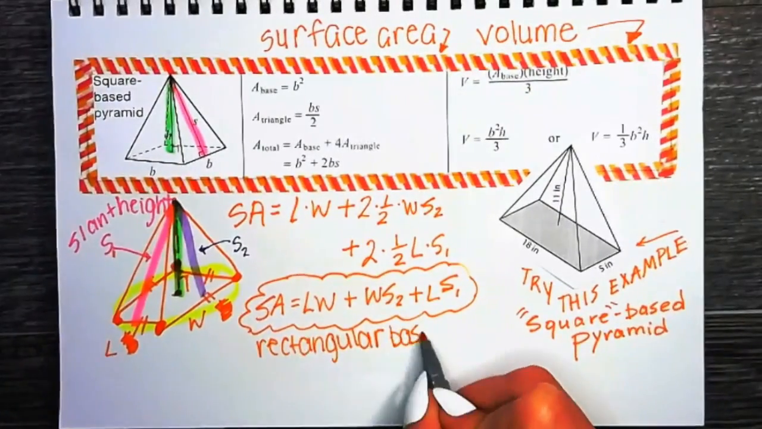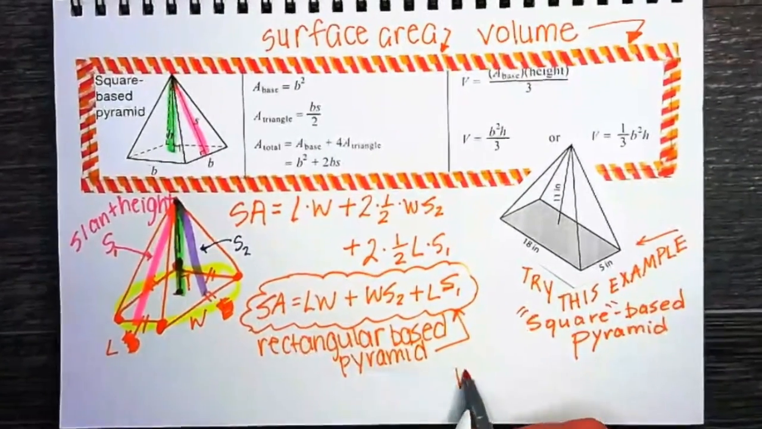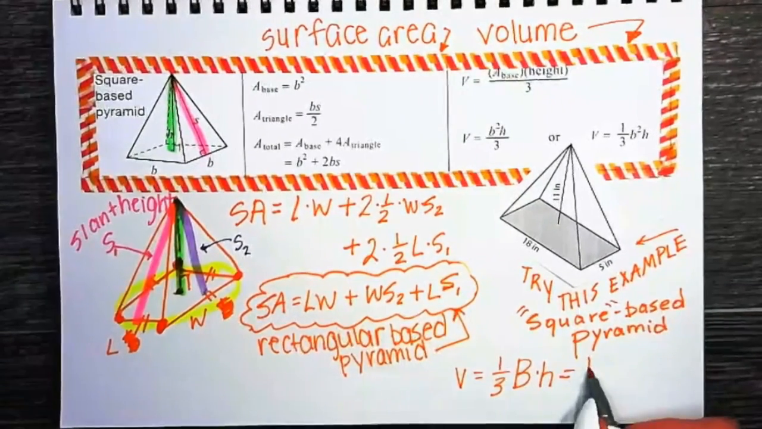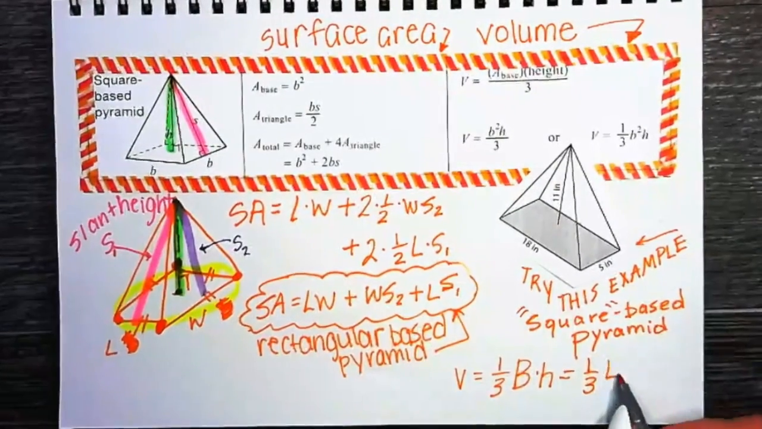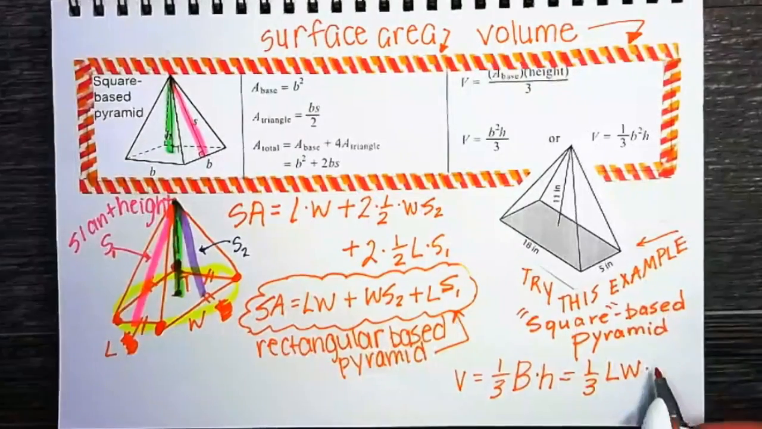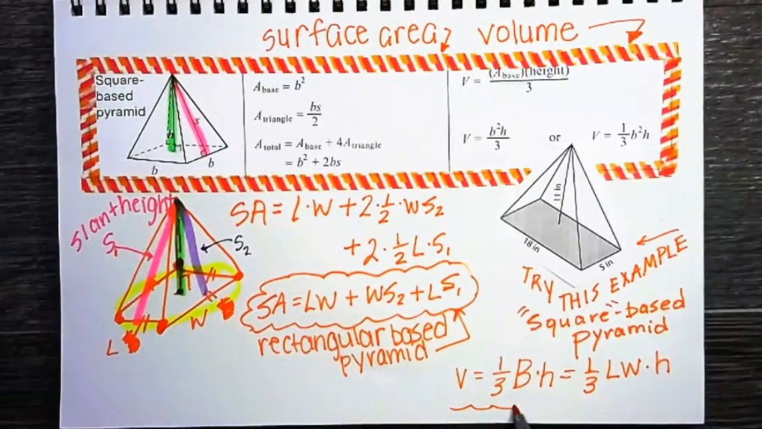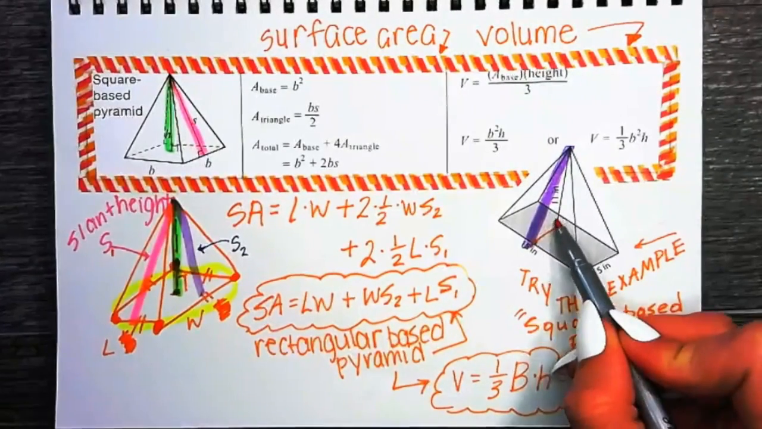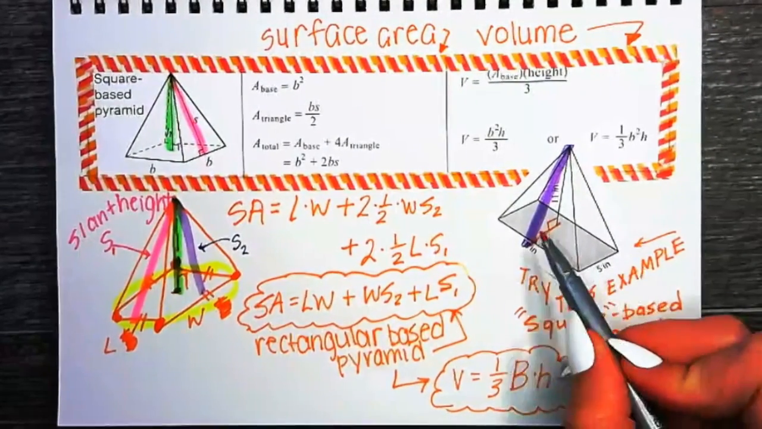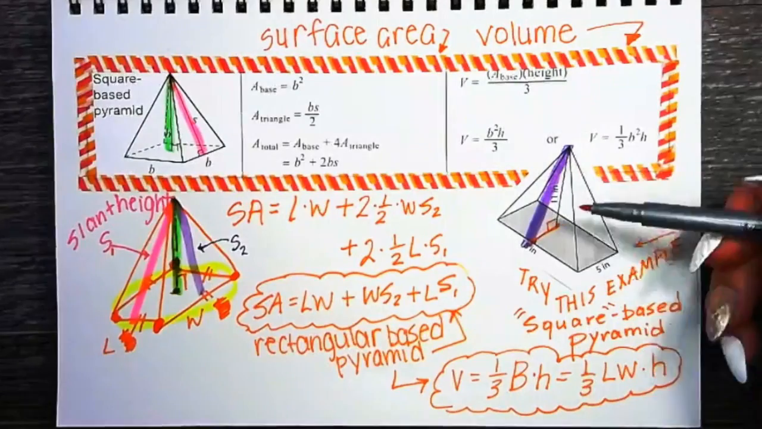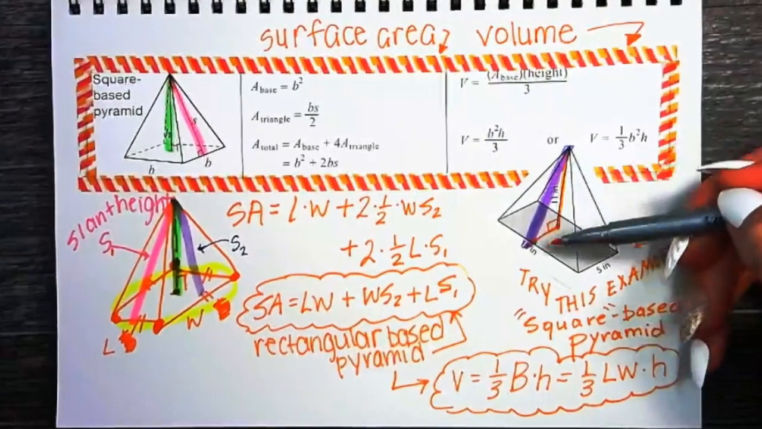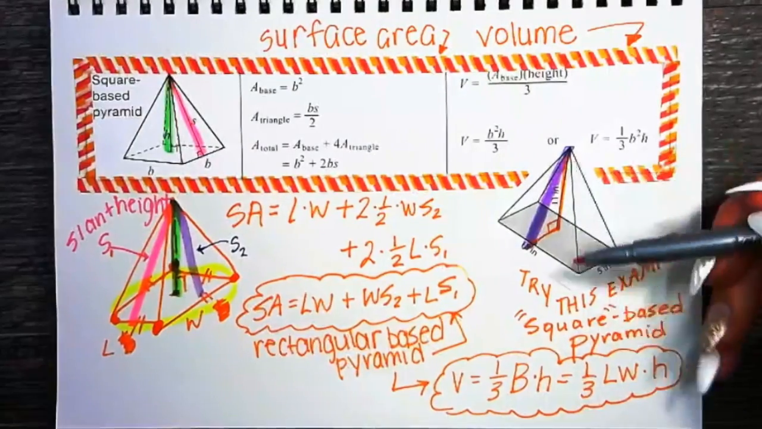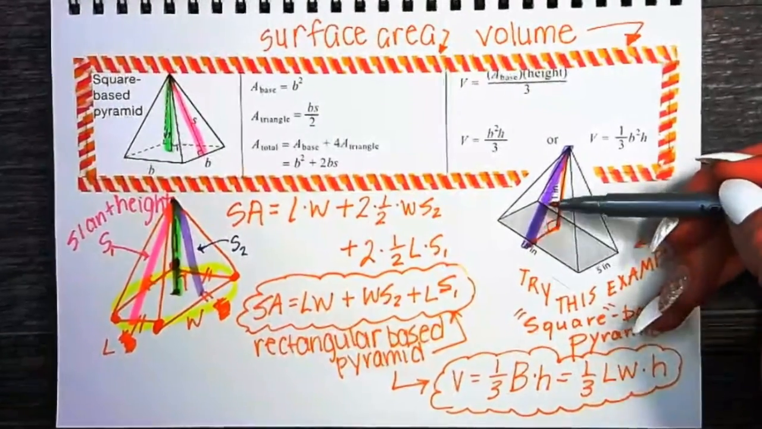As for the volume, it's going to be quite similar. The volume is still going to equal 1/3 area of the base times the height. 1/3, the area of the base is LW times the height, which can still be H. Now, if we did the example, how would we figure out each of these slant heights? If this side is 5 and this is 2.5, if this is 11 and this is 2.5, how can we figure out the slant height right over here? We could do a Pythagorean theorem.